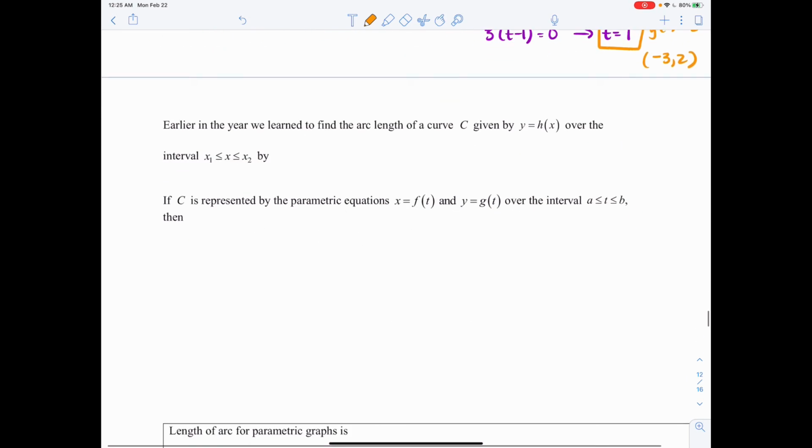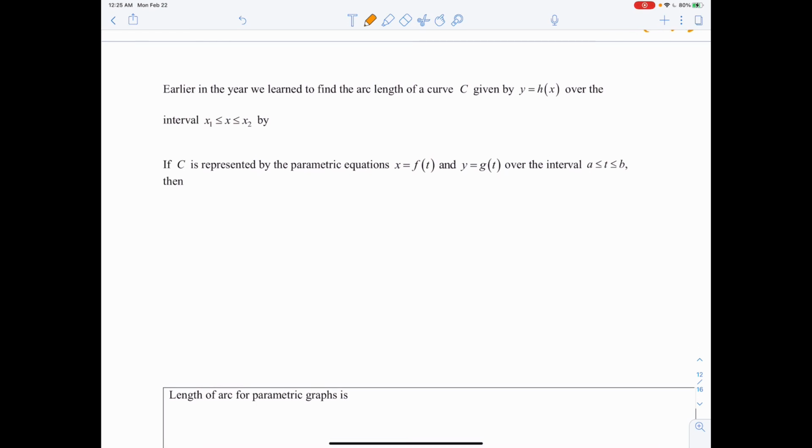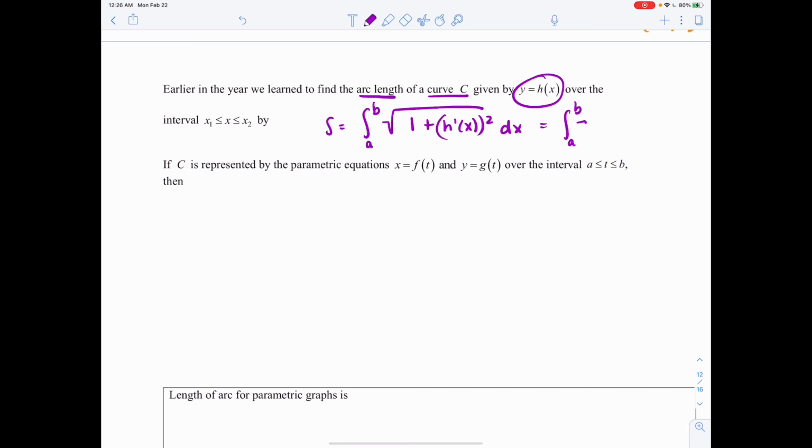The final piece that we'll cover today is arc length. Now earlier we did learn an arc length formula for the length of a curve, but this was for function mode, for Cartesian functions. We learned that we're going to go from a to b of the square root of 1 plus the derivative squared dx. Now I use h because I had h in the function. Remember that that is the same thing as the integral from a to b of the square root of 1 plus dy dx squared.